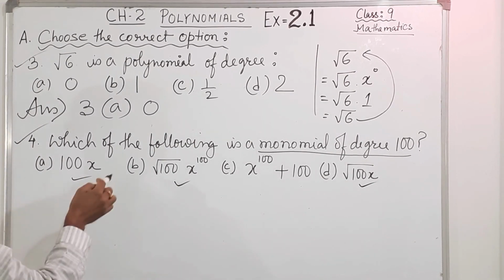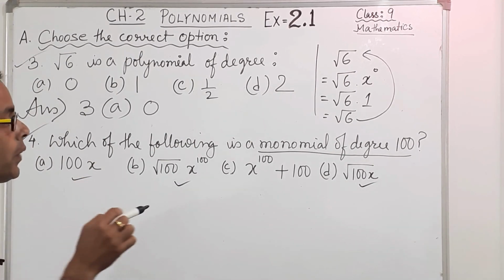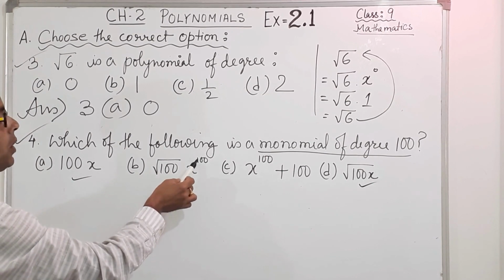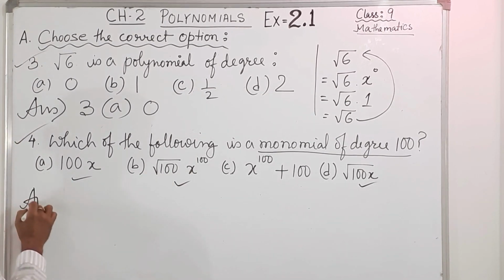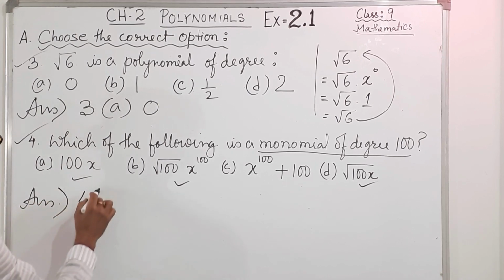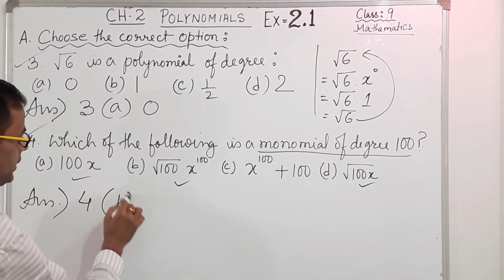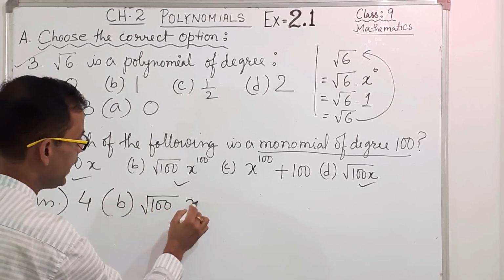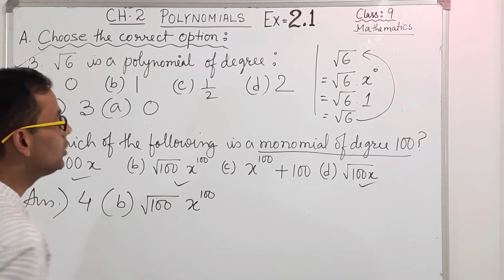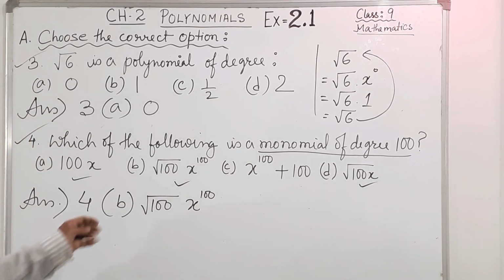And this one you can see, this is also one monomial, okay. So out of this, which one degree is 100? You can see here x to the power 100. So this is the answer. So answer for number 4, option B, root over 100 x to the power 100, okay. So I think question number 4 you have understood, okay.